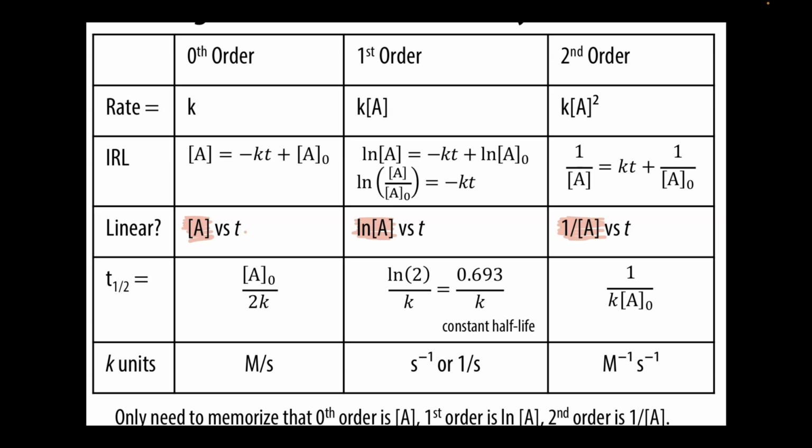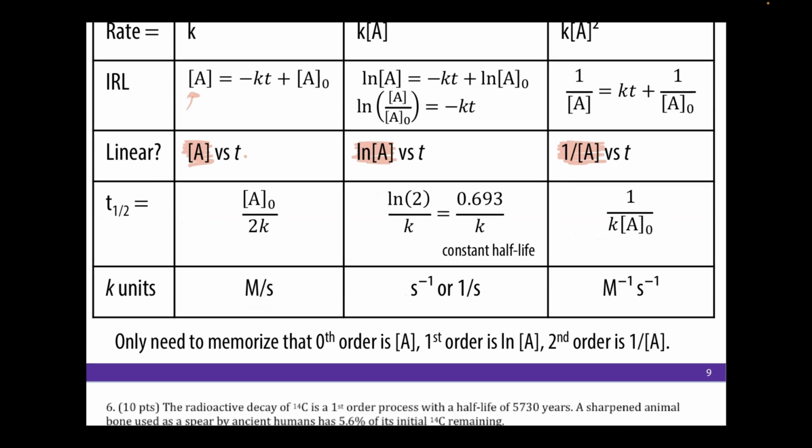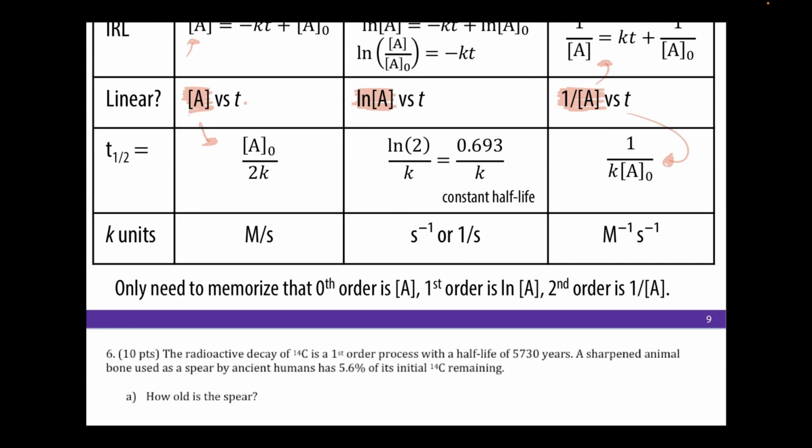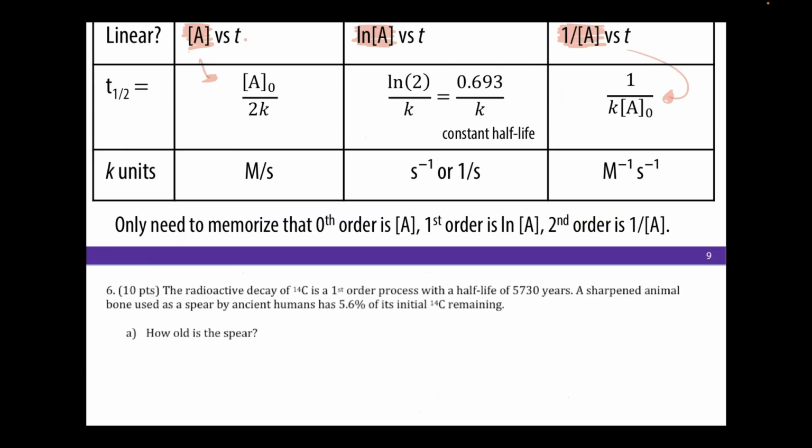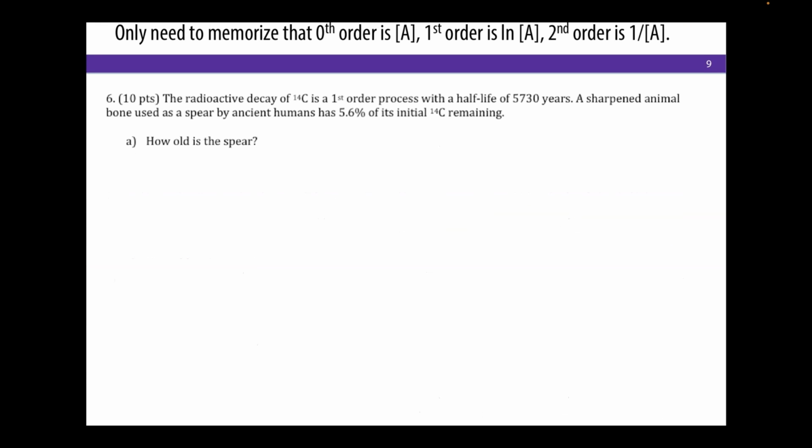So if it's A versus T, you want to look for the integrated rate law with A in it, and the half-life also with A not on top, right? A in it. 1 over A, you're looking for things that have 1 over A in the half-life and 1 over A in the equation up here. So yeah, memorize this one line of the table and then just apply what you need to know from there. Let's then get to some examples. Again, lots of equations, but all just applying that little bit of knowledge here.